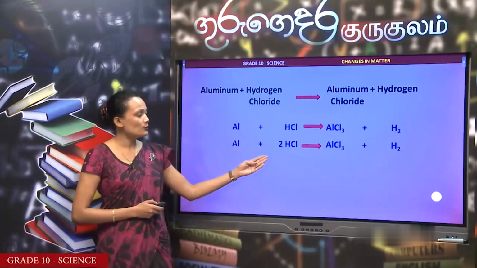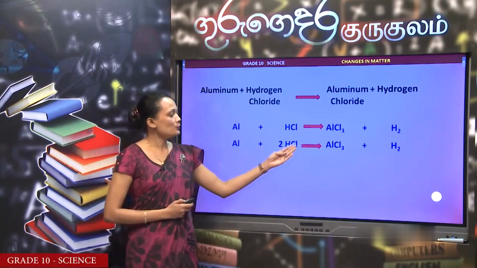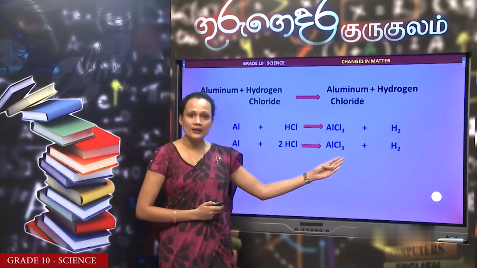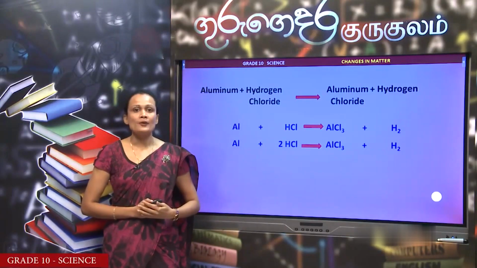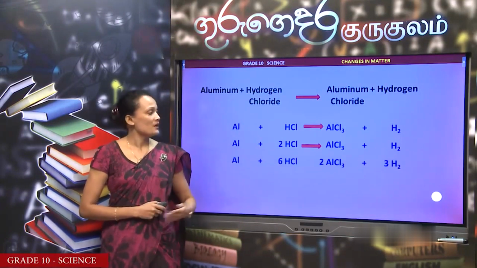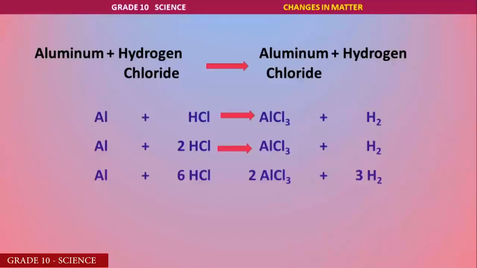Now I am going to chlorine atoms. Here 2 chlorine atoms and in the product 3 chlorine atoms. Now it is not balanced. How can we balance it? For that, I am putting 6 in front of the HCl.